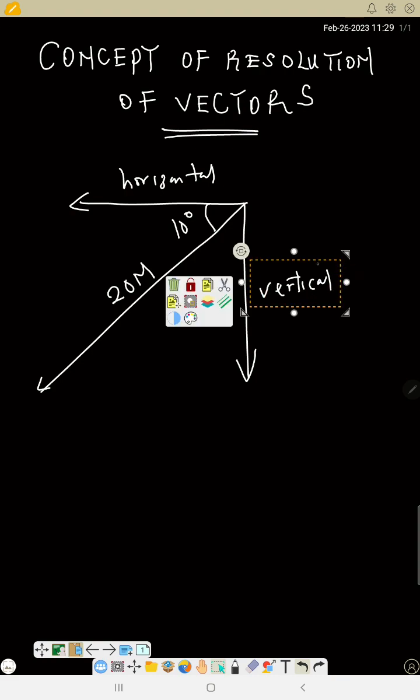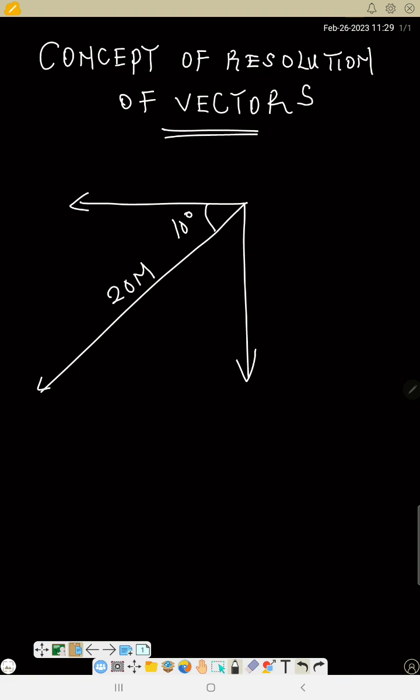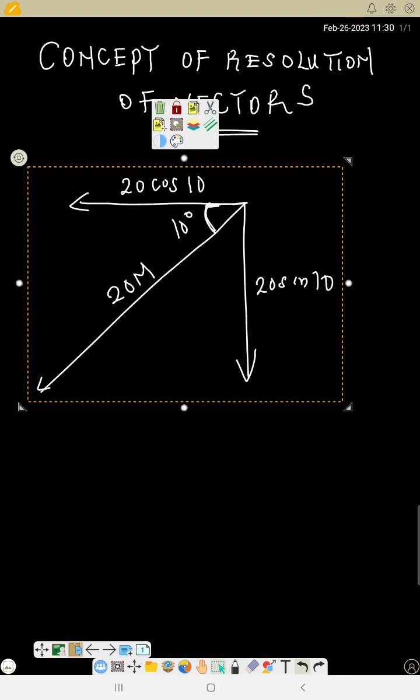First thing is that you don't need to start using SOHCAHTOA. Where does the angle lie? You will see the angle lies to the horizontal. The angle is not touching the vertical, it's touching the horizontal. So that means this horizontal is cos. Then this is 20 cos 10, and this place will be 20 sine 10. Please take note, you don't need to be using SOHCAHTOA every time. We are not solving now, we are just doing the concept.